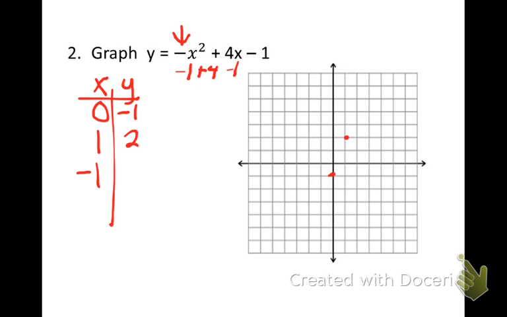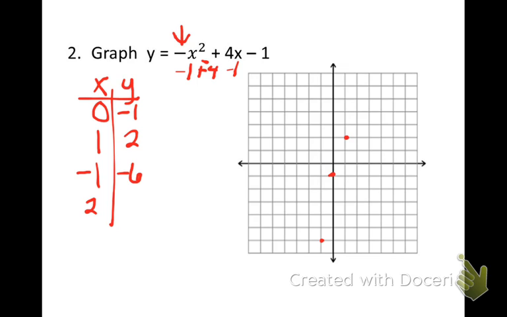I decided to put a -1 in. I'm not really sure why I did that, but I did. So -1 squared would be 1, that still gives us -1 here. 4 times -1 makes this -4. So -1 minus 4 would be -5. Minus 1 would give me -6. So -1, -6. It looks like possibly it could be turning there.